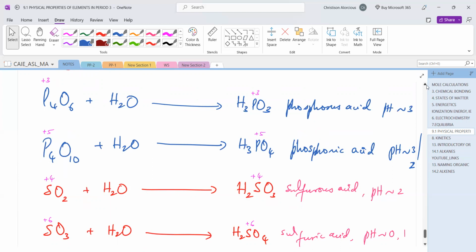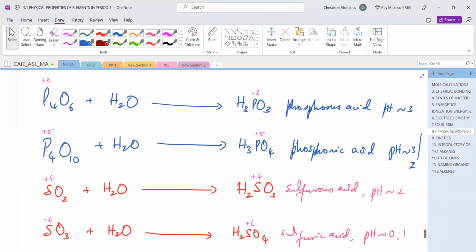pH around 3. They're not very strong acids, but not very weak either. So you have to say that it's somewhere around the ethanoic acid acidity mark, for the phosphoric and phosphorous acids. Well, sulfur dioxide produces sulfurous acid, oxidation state of +4 on both sides. Sulfur trioxide, on the other hand, produces sulfuric acid. Sulfuric acid, we know, is pretty strong. Its pH is around 0 or 1.